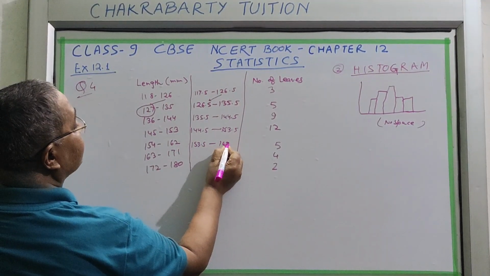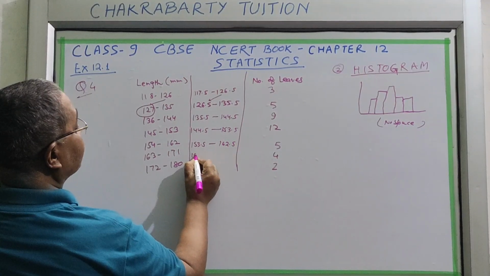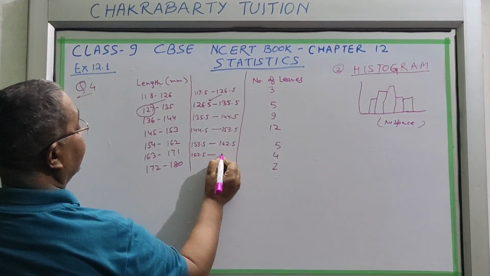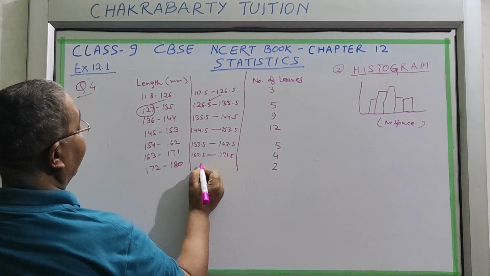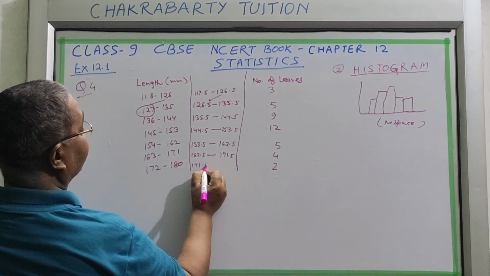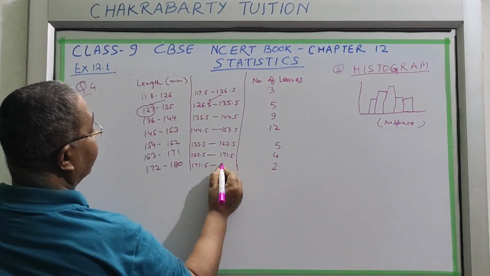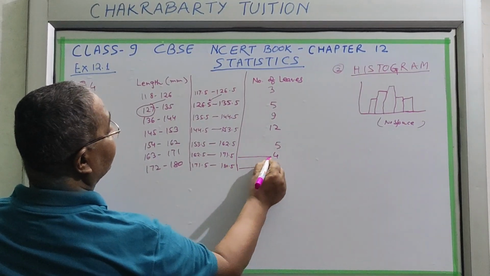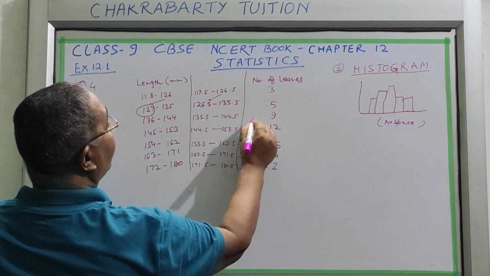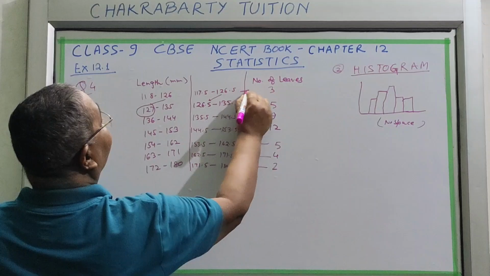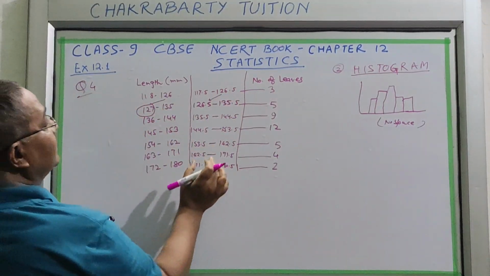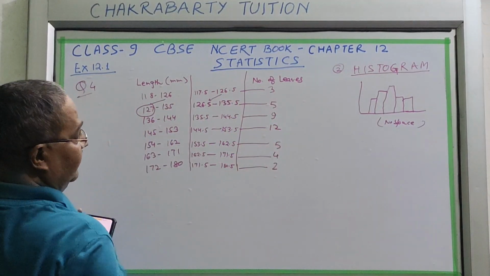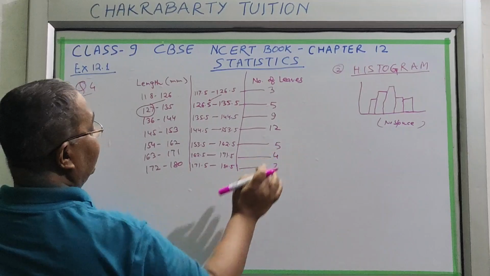153.5 to 162.5, 162.5 to 171.5, and 171.5 to 180.5. And these are the frequency. Frequency means how many leaves are there. Suppose in this range 12 leaves are there, in this range 5 leaves are there.